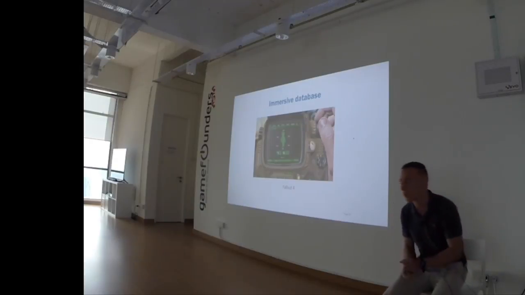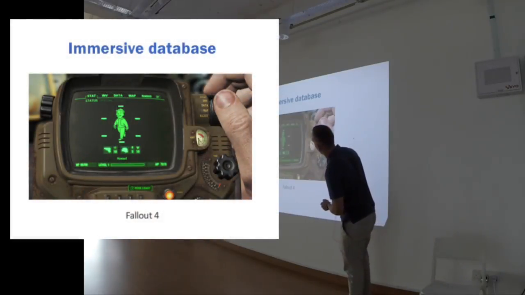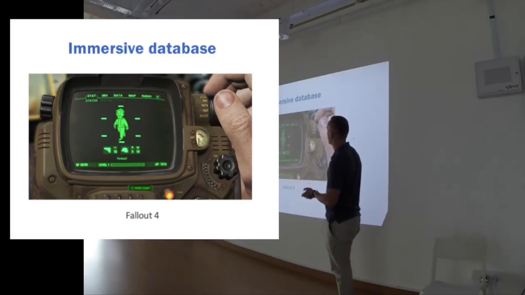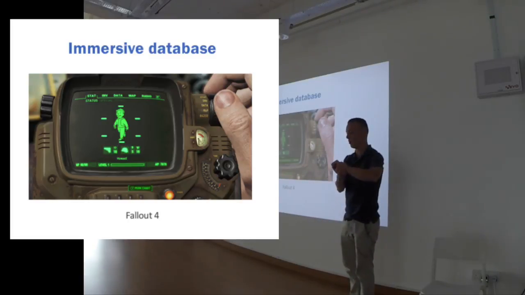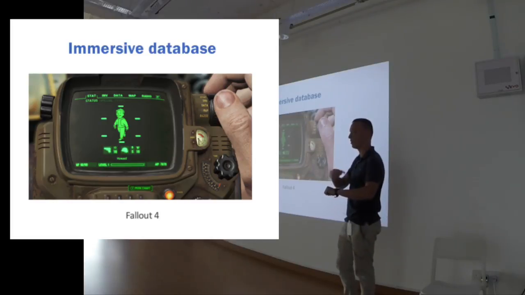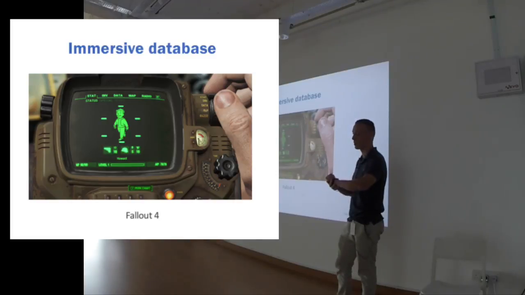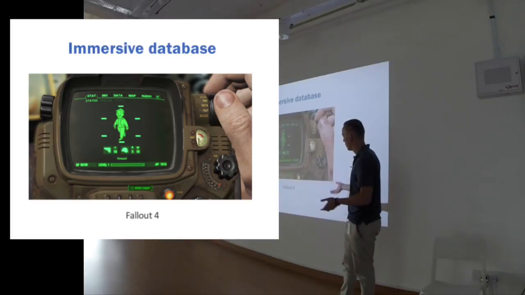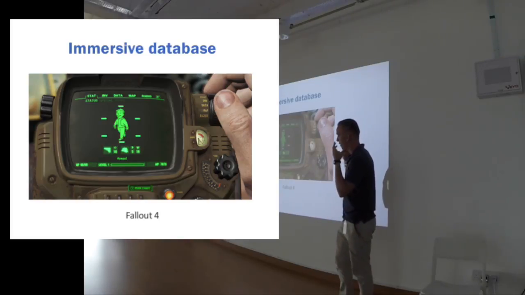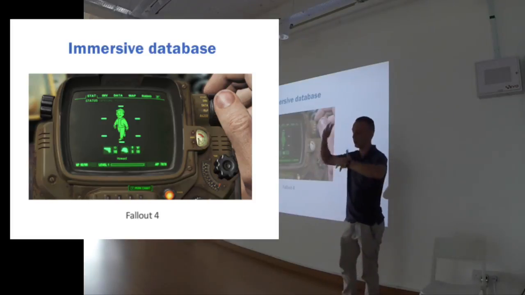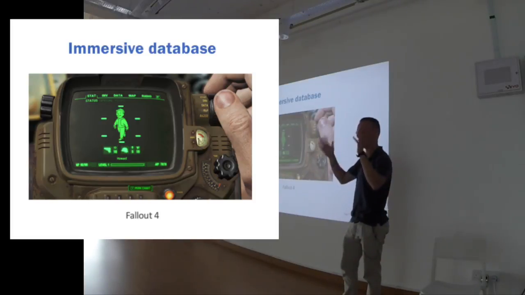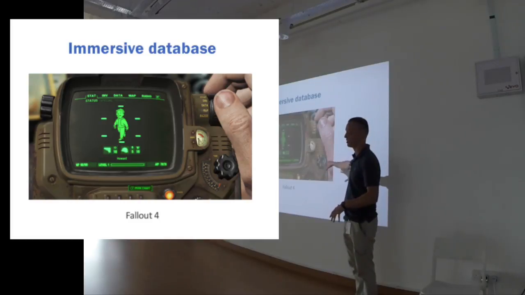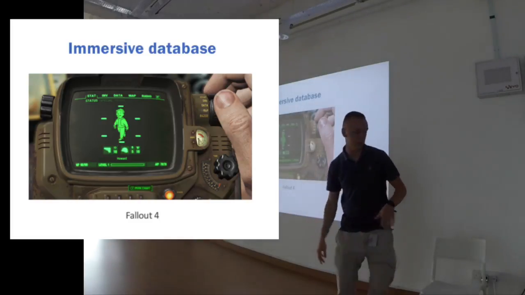What else do we have? We have an immersive database. This is Fallout 4. So this is pretty cool because you have this device on your arm and you can get access to everything that you need just by lifting it up and seeing what's going on with your character, your quests, maps, everything, just by bringing it closer to your head. So this is another example of how you can create this kind of UI without all these boring screens with a lot of overloaded information, just by using this metaphor for a database.